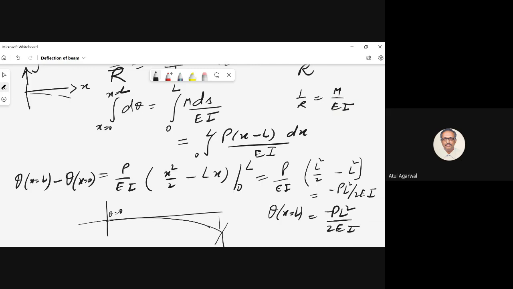So this rotation is, you see, clockwise rotation. Your cross section rotates clockwise, so it is a negative sign, PL square by 2EI. This we had found earlier also, same result. So due to a vertically applied load P, this is the rotation. Any questions?